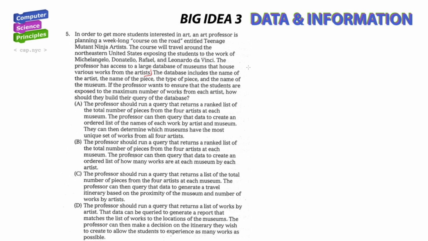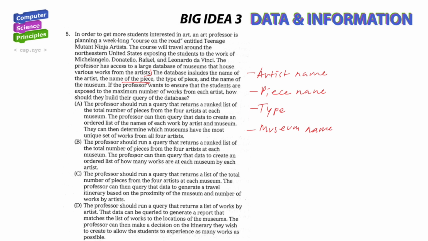Okay, the database includes the name of the artist. So artist, name. All right, what else does it include? The name of the piece, name. The type, so is it a sculpture or a painting? And the name of the museum. Museum, name. This is really important because this is telling you about the database and what it contains. So this is going to be important with the answers that are to come.